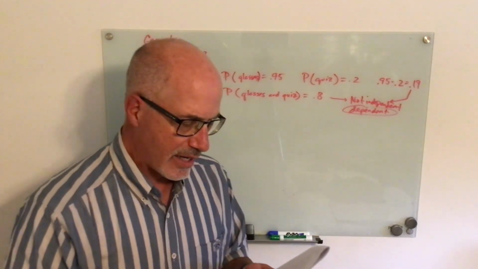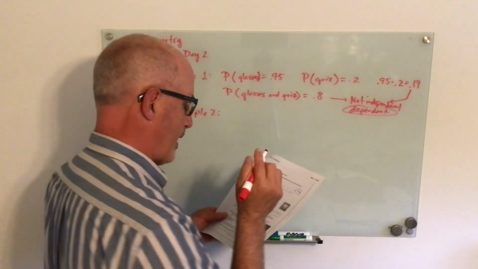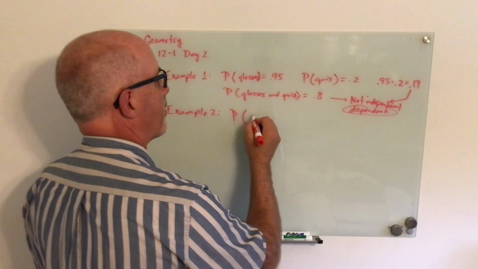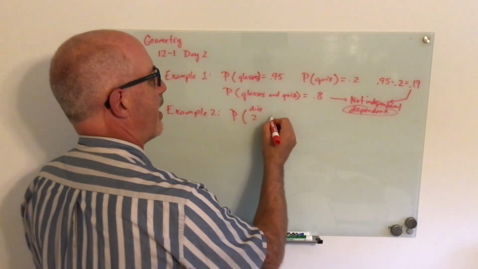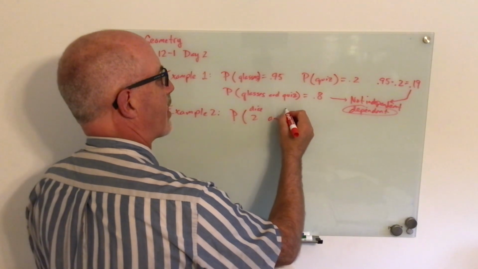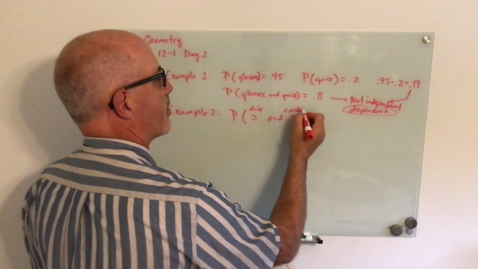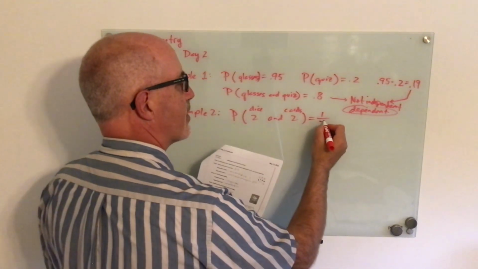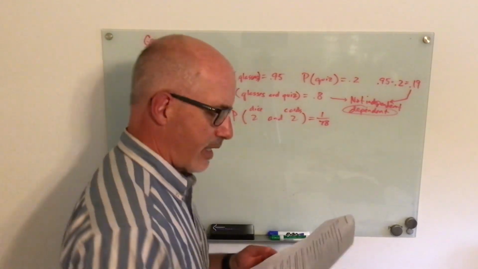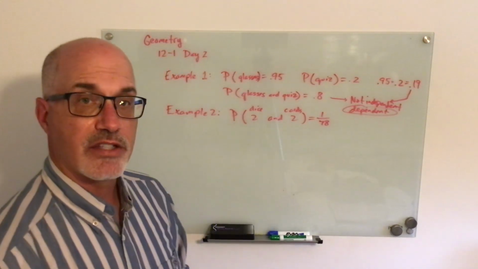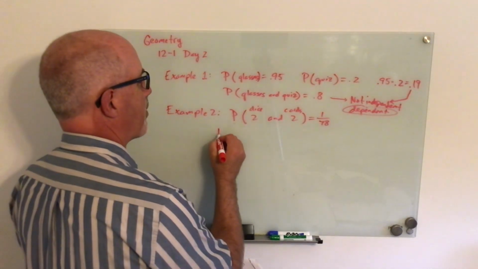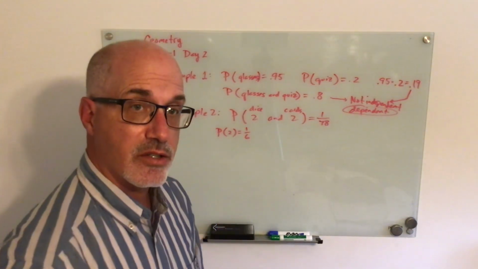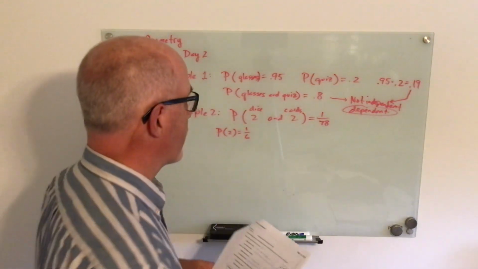Example 2 says that the probability of rolling a 2 on a dice and selecting a 2 from a deck of cards. So I'm going to put probability of 2 on a dice and 2 from a deck of cards. Let's say that's equal. We know that probability is equal to 1 over 78. Okay, let's see if we can determine if these events are independent. Well, we know we can figure out what the probability is of a 2. That's 1 out of 6 on a dice, because there's 6 numbers on a dice. The 2 is only one of those numbers.